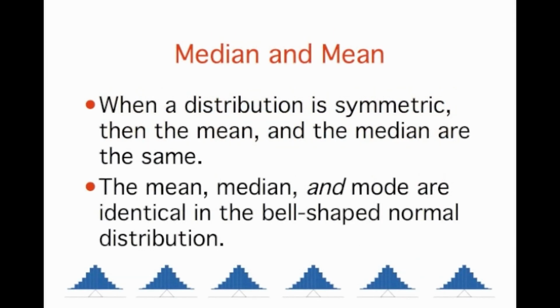There are 2 important final points to note when thinking about means and medians. When a distribution is symmetric, then the mean and the median are the same. Moreover, the mean, median, and the mode are identical in a bell-shaped normal distribution.